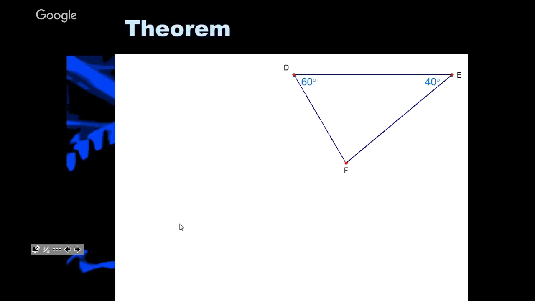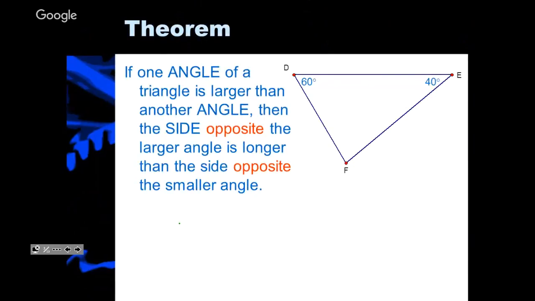And then the theorem that comes after that is basically the converse. The converse says if one angle of a triangle is larger than another angle, then the side opposite the larger angle is longer than the side opposite the smaller angle. So it's basically the converse of what we had earlier. And so we see here that the side opposite of D, which is FE, is going to be bigger than the side opposite of E, which is DF. So we can write it out: EF is greater than DF.